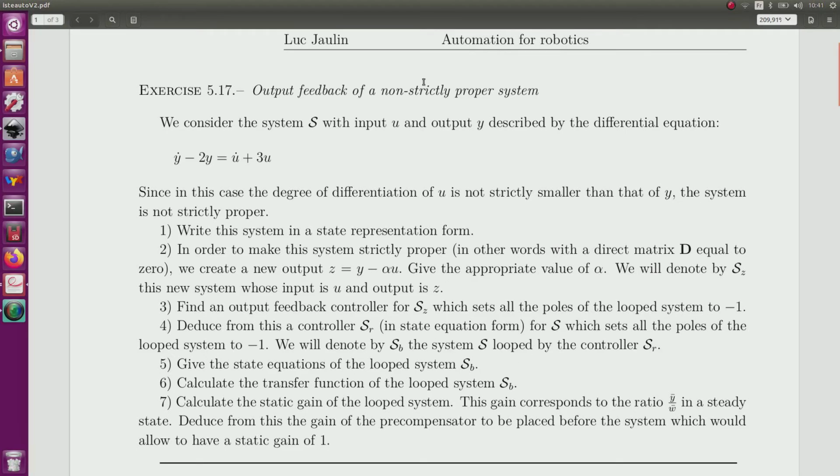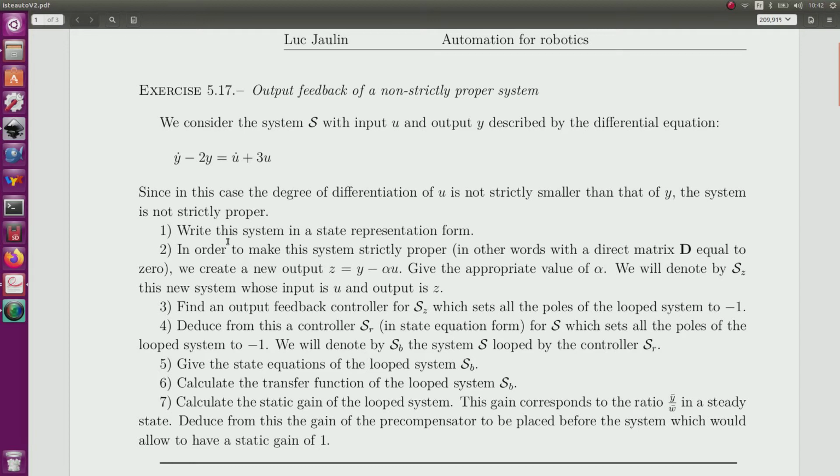Output feedback of a non-strictly proper system. We consider a system defined by this differential equation. Note that we have a derivative on the right and on the left, and the degree of derivative on the left-hand side and the right-hand side, so for y and for u, is the same. It is why the system is said to be non-strictly proper, because of its transfer function, as we'll see later.